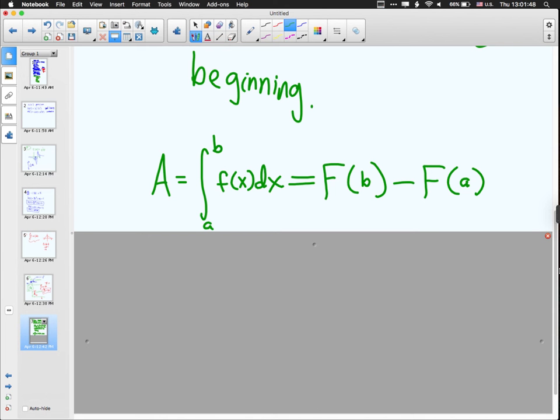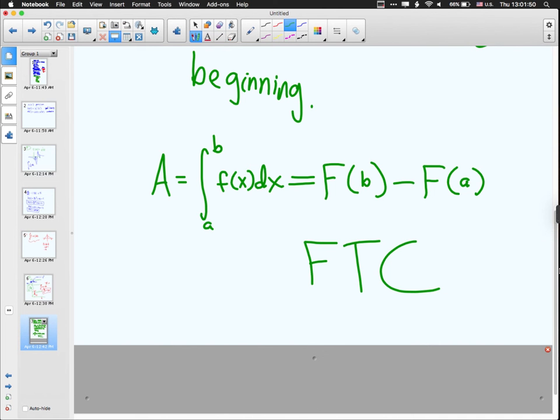And it's so important, we give it its own little initials: the FTC, Fundamental Theorem of Calculus. So let's do 1, and then we'll be done for the day. Just so that we see it done. Okay, everybody have this down? Yes.